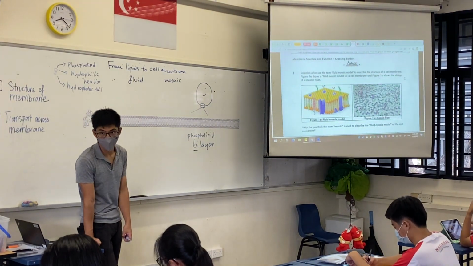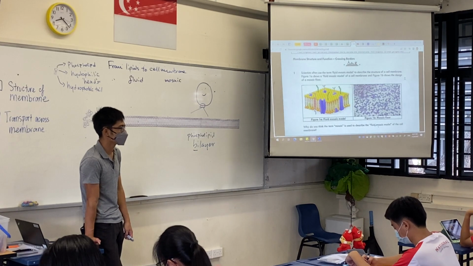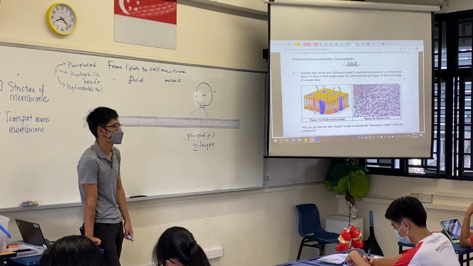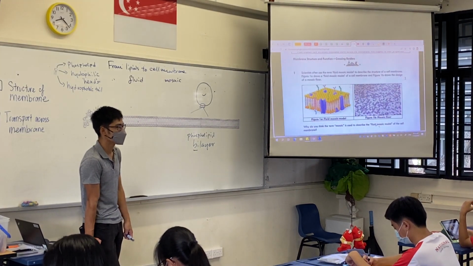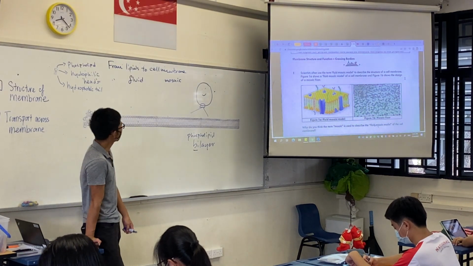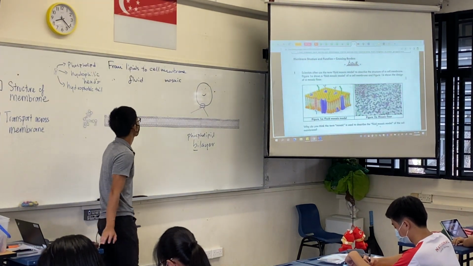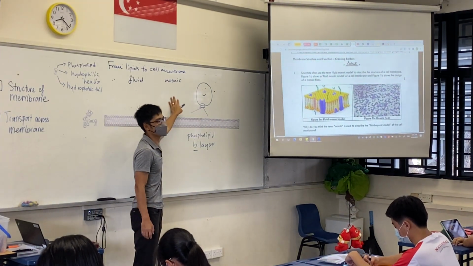We say that a cell membrane has a fluid mosaic model. Henry, what do you think? You can attempt to explain either the fluid part or the mosaic part, up to you.